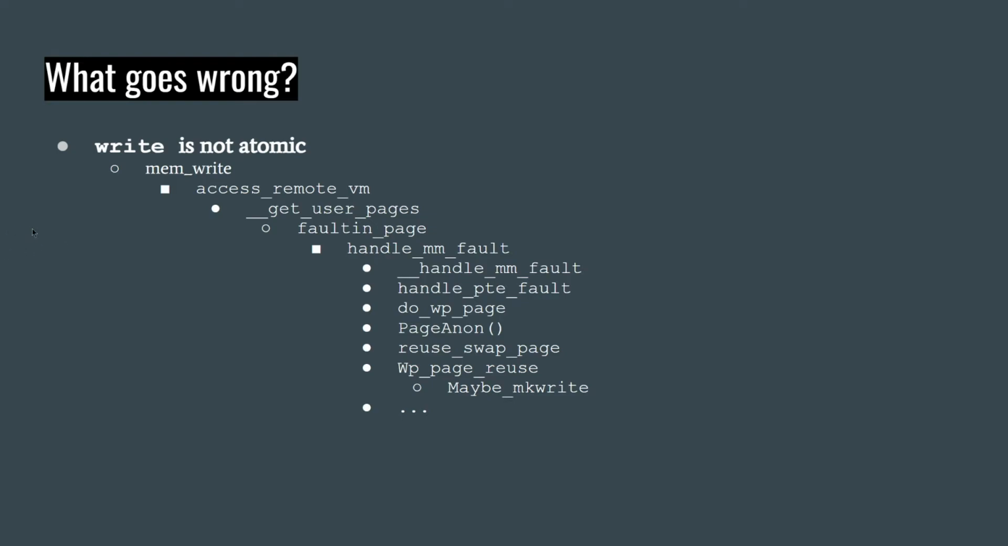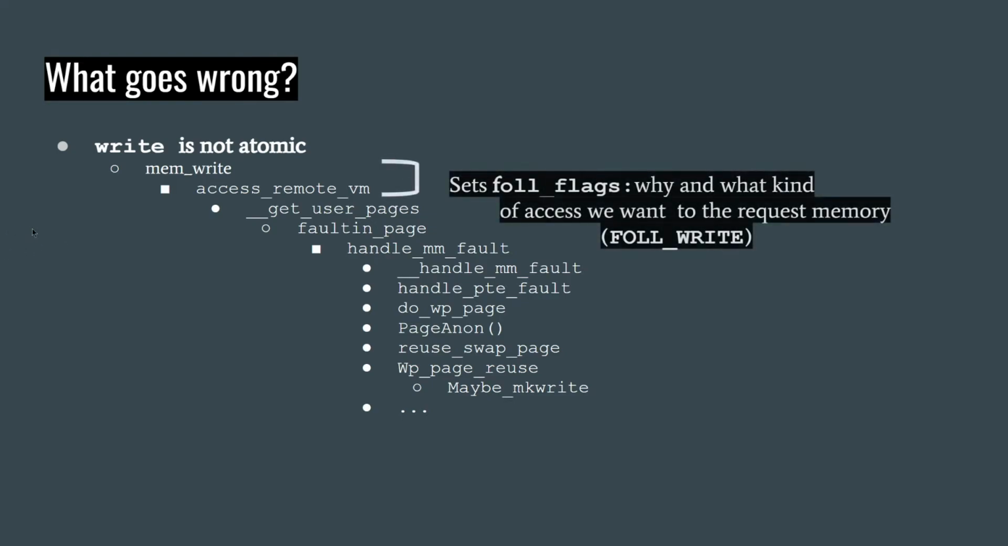First, let's take a look at the first two functions. This starts our write operation. It requests the memory that we want to write to. This call also sets a flag that tells the kernel what kind of access we want to the memory that we've requested. In this case, it's write access, and the flag is follow write.